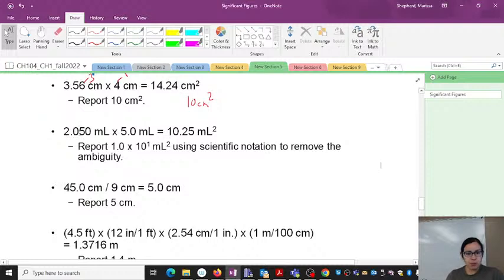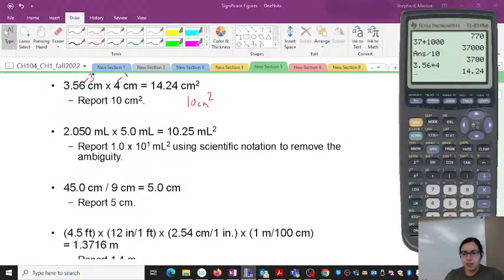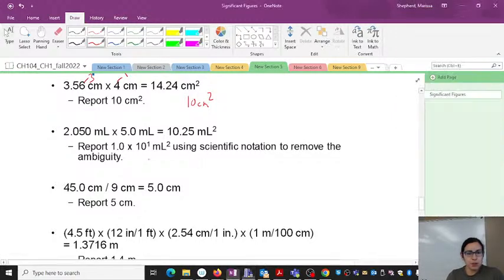And then for this one, let's plug this in. 2.050 times 5.0. What's our number with our fewest amount of sig figs? Excellent, so we only have 2. So we can only report this to 2, and that means our answer is going to be 10.